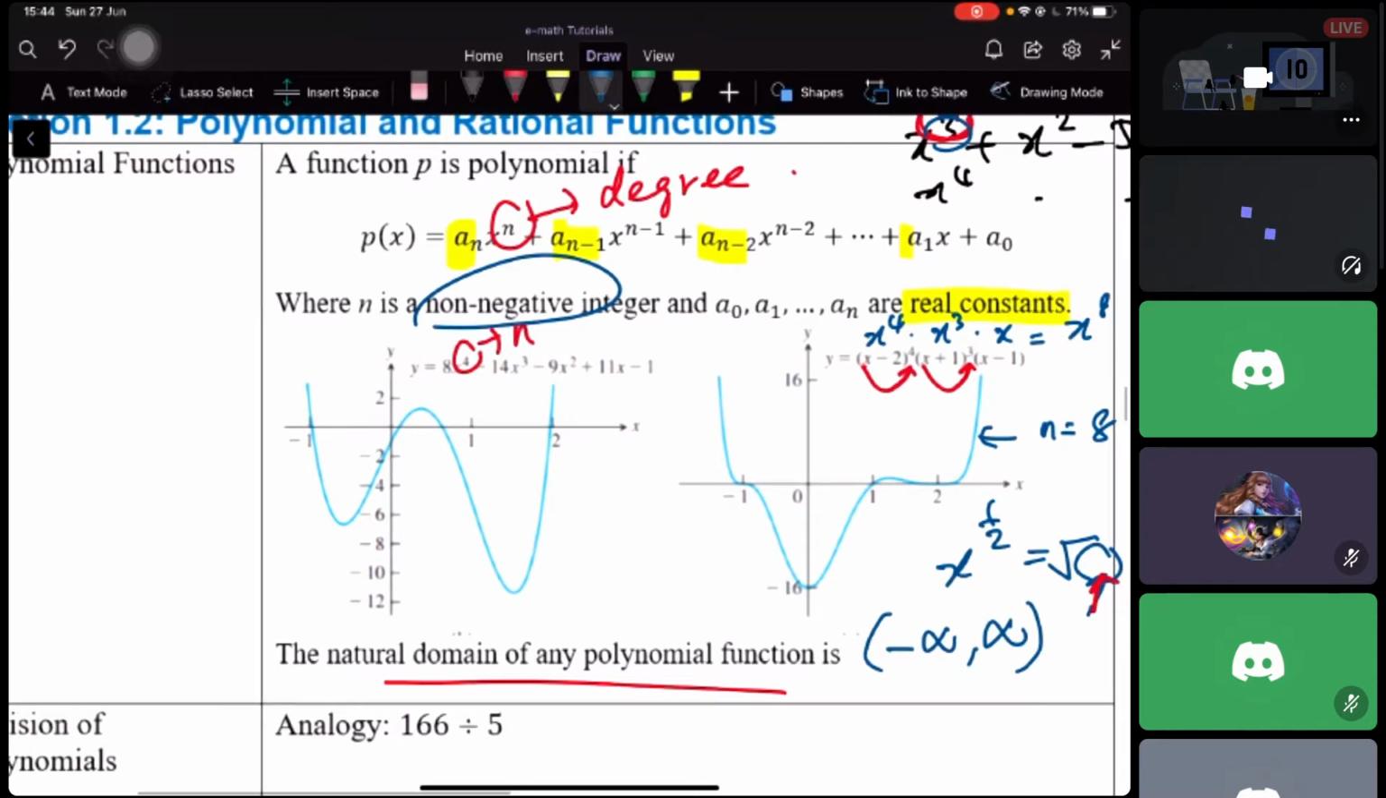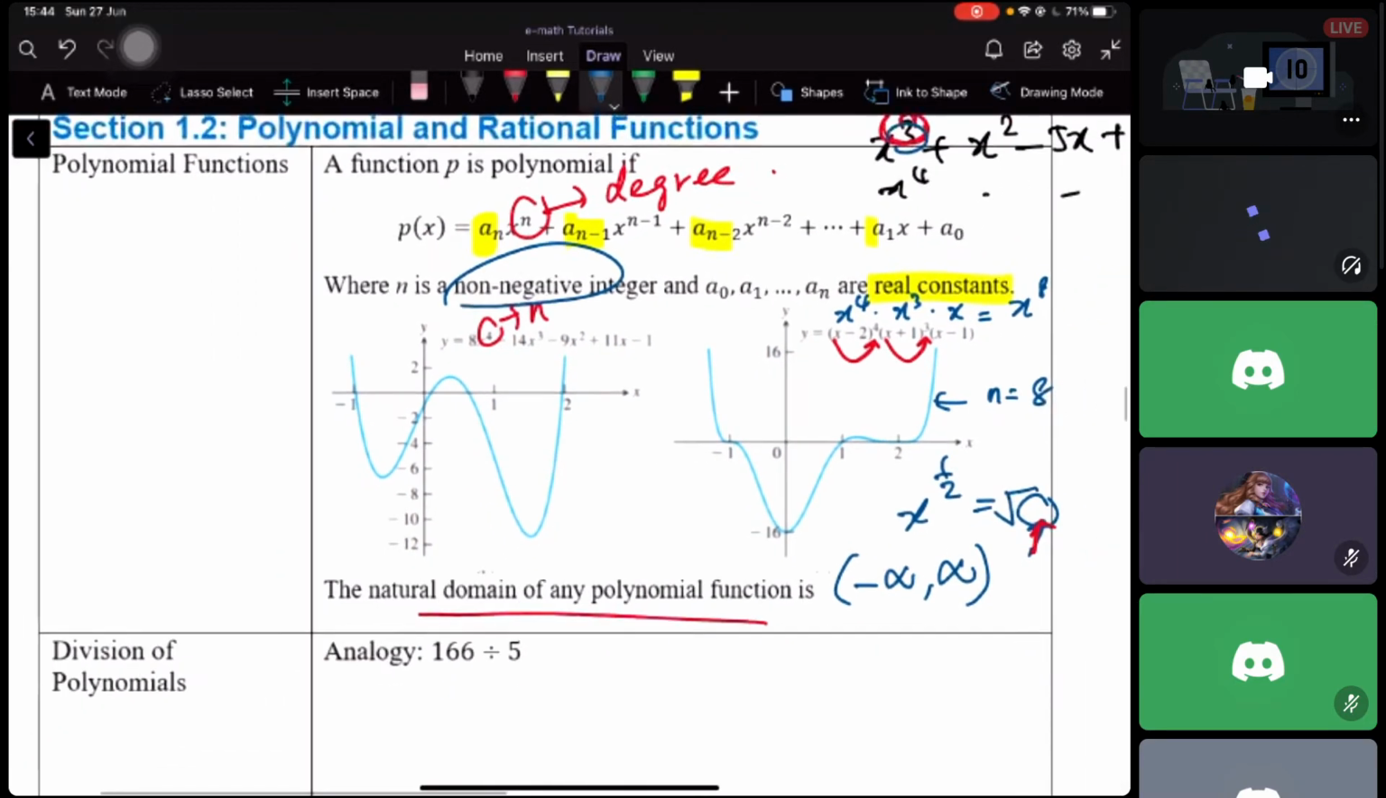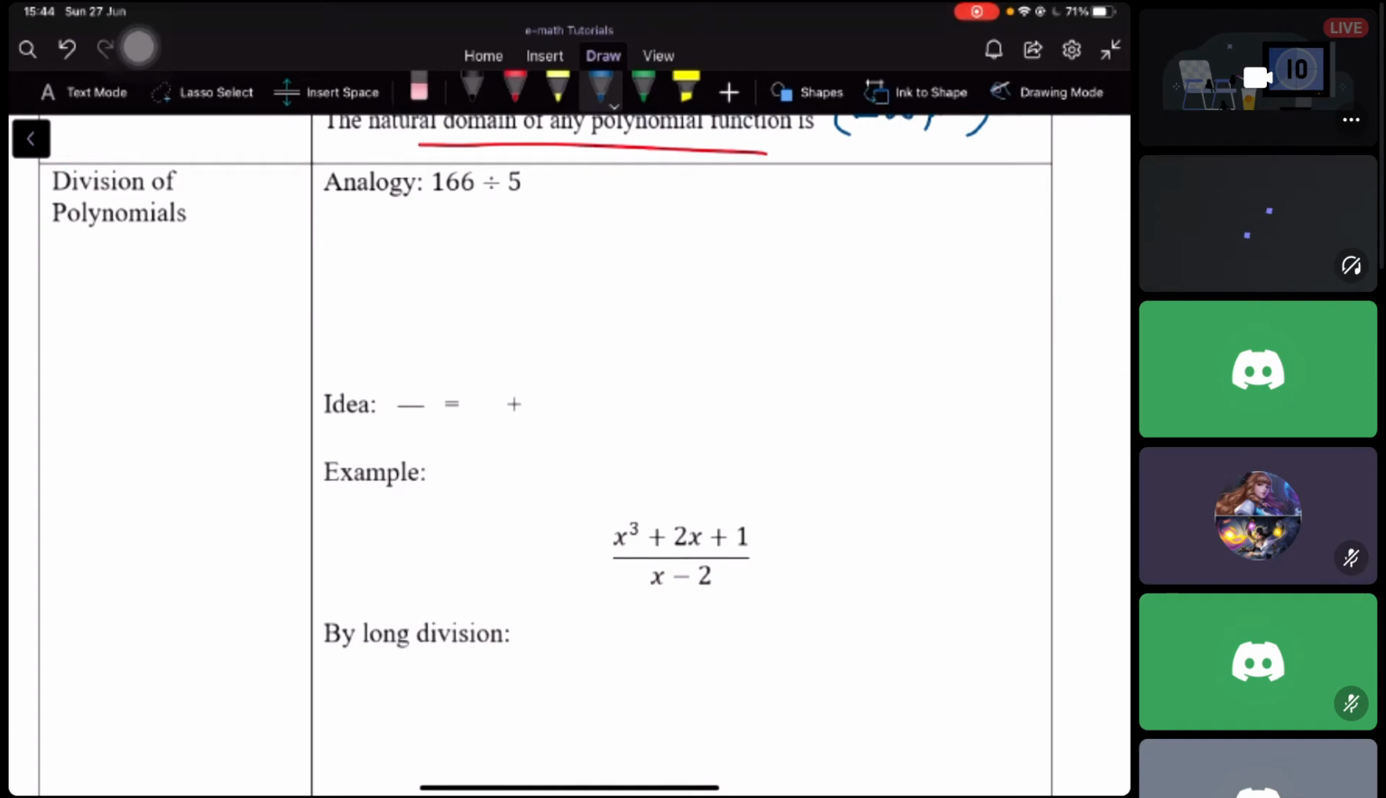That's all. Next, we go to division of polynomials, which I think is the hardest part in the whole Chapter 1. But before that, we do something very easy first, which is division. You have this, which is what you do in primary school, isn't it?